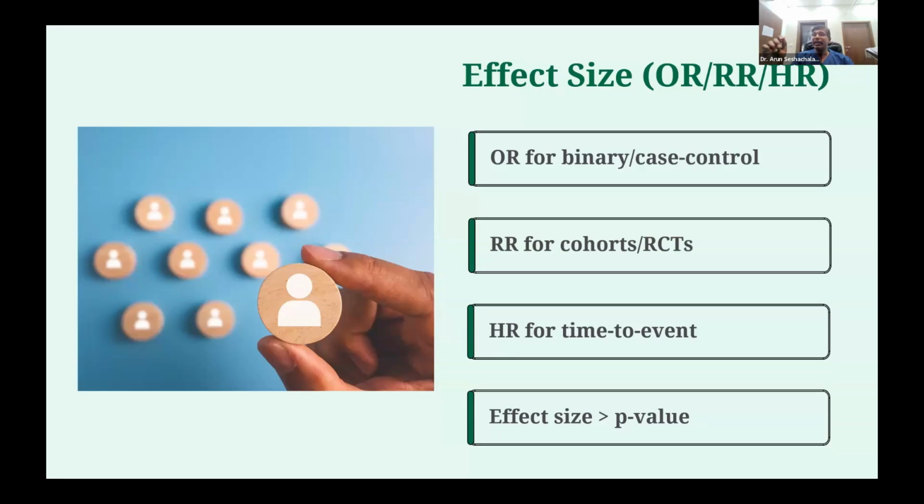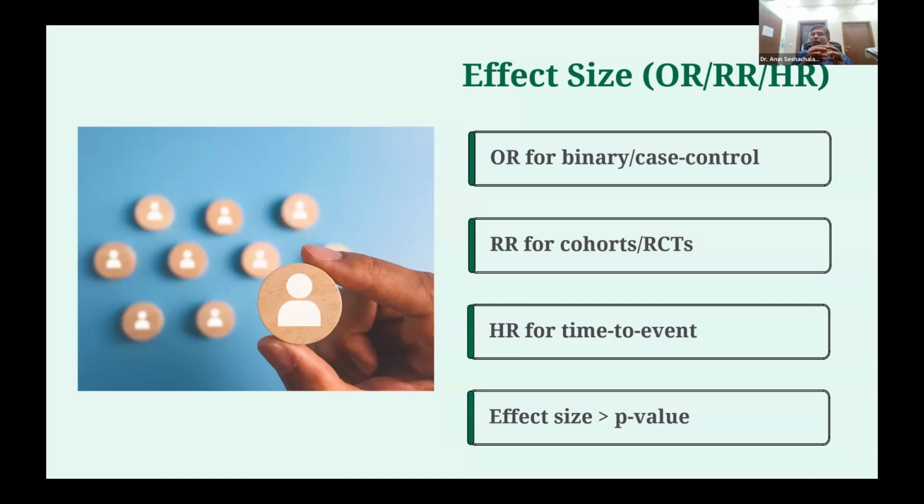So the odds ratio you calculate in a case control study. In a cohort or randomized control study, you calculate the relative risk. Time to event is important. In relative risk and odds ratio, only the event component is there. You are not calculating the time component.